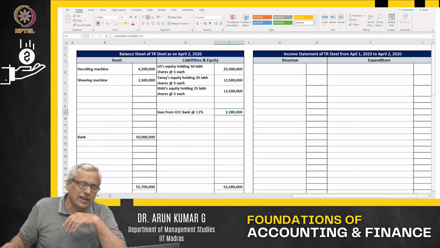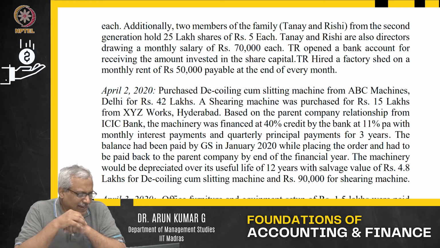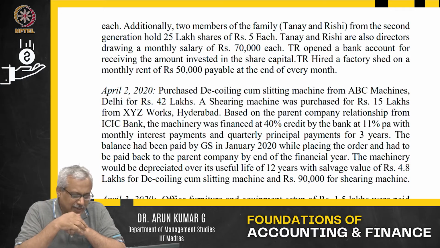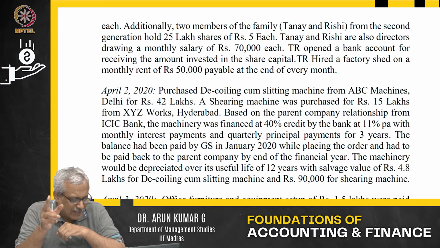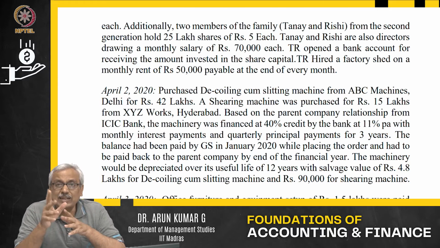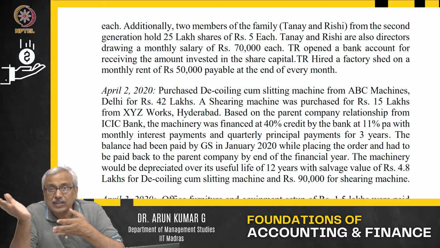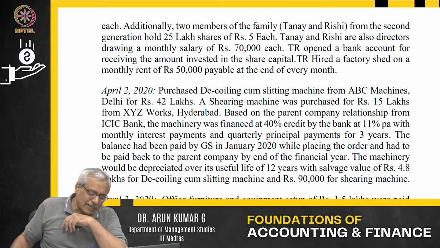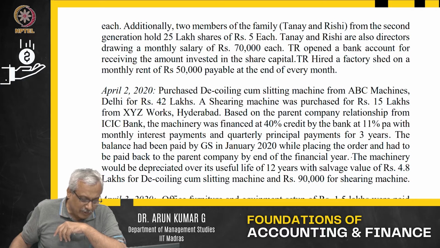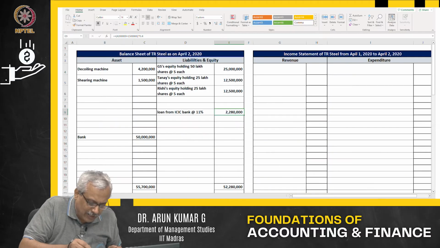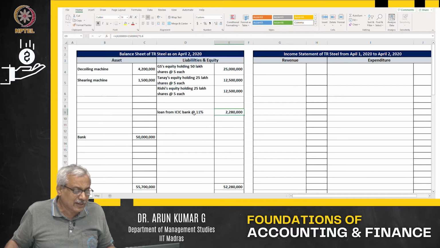Let us read the statement again. The balance had been paid by GS in Jan 2020 while placing the order and had to be paid back to the parent company by end of the financial year. The balance money was given by whom? By the parent company. That means you got to give the money back to the parent company. That means what? That is a liability. You owe the money back to the parent company to the extent of about 60% of it, in this particular case.